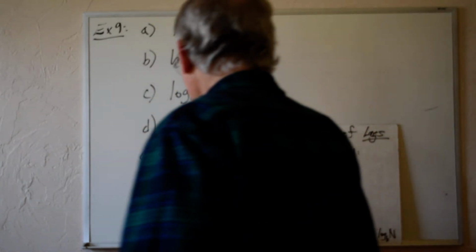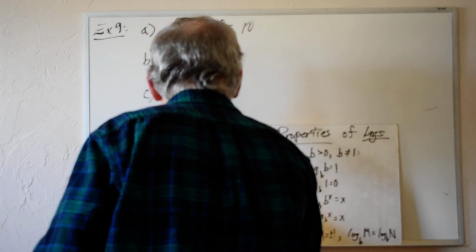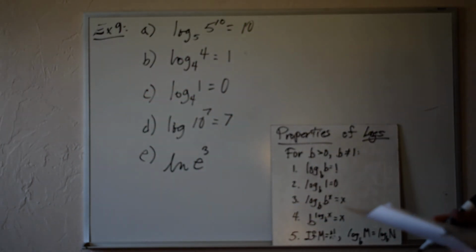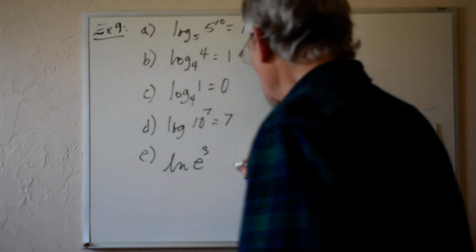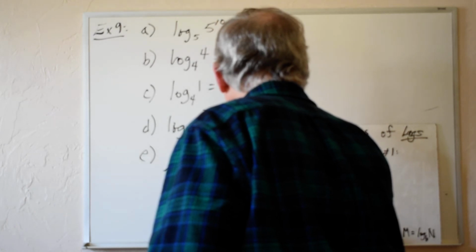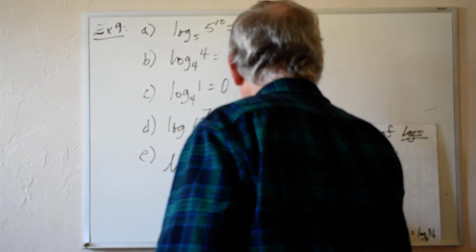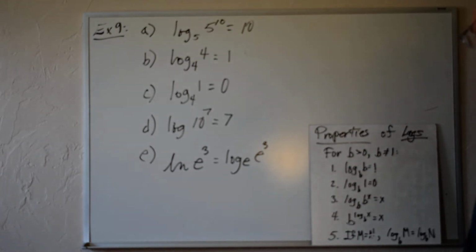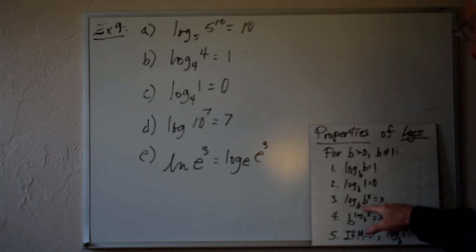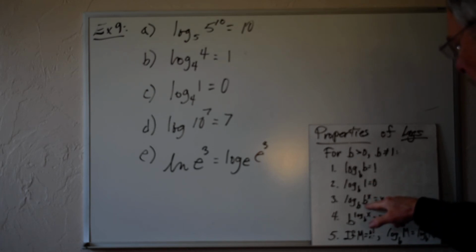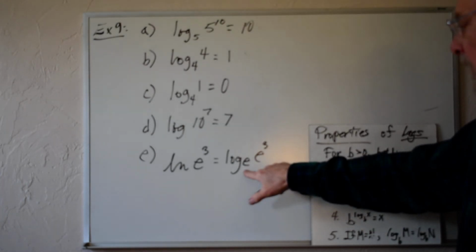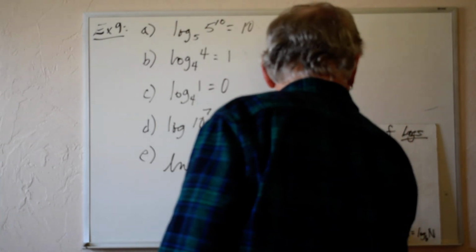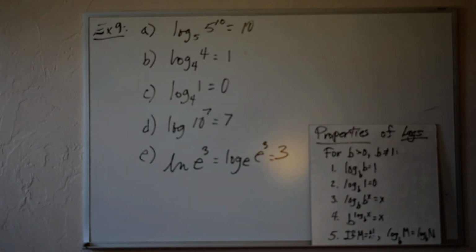Part E, natural log. The natural log of e cubed. Well, as we said a couple minutes ago, natural log is just a shorthand way of writing log base e. So once we recognize that, we say, oh, it's this situation again, where we're taking the log of an exponential quantity and the base of that exponential quantity matches the base of the log. In other words, e is the base here, e is the base there. Therefore, this just equals the exponent.